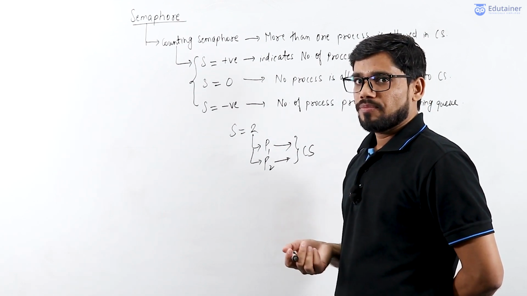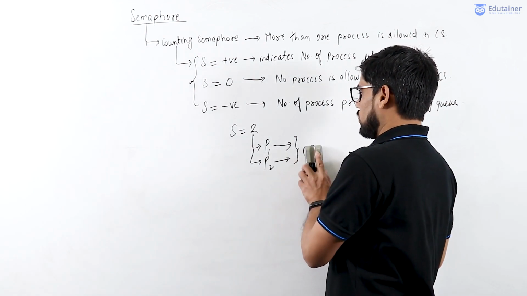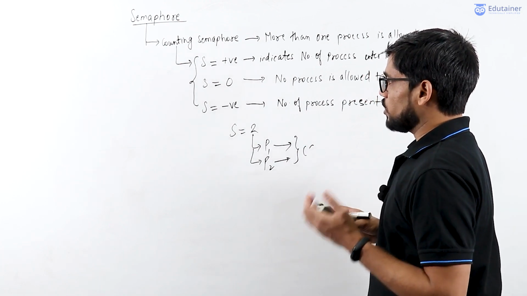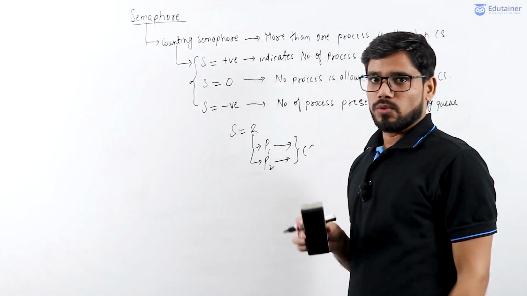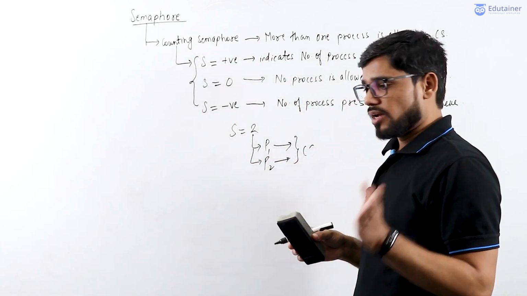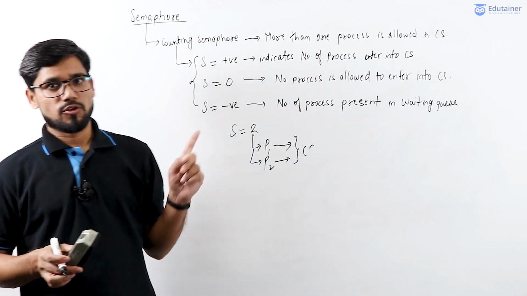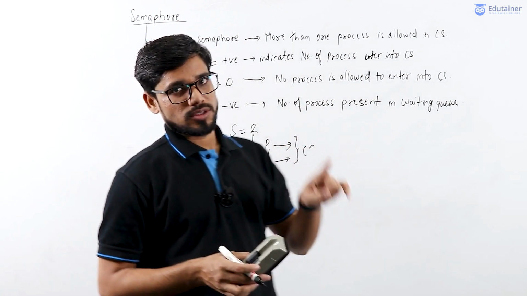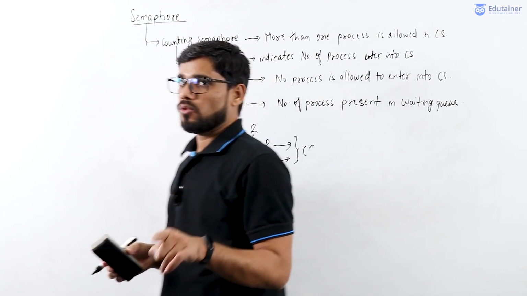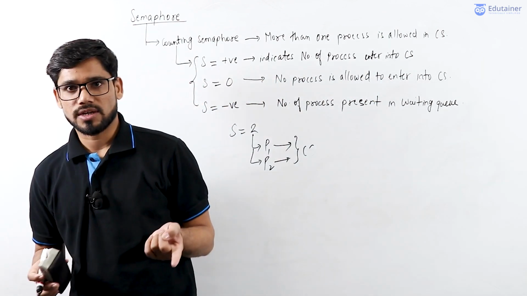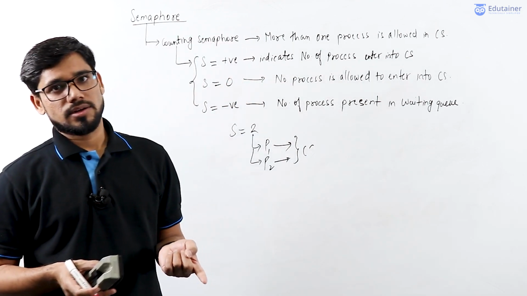And what about bounded waiting? Bounded waiting is also guaranteed here. Why? Because the processes which are going to enter into the critical section are bounded by this semaphore value. If the semaphore value is positive, then the processes will be allowed to enter into the critical section. If it is negative, then they will wait in the queue to get a chance to enter into the critical section, and if it is 0, then no other process will be allowed to enter into the critical section.